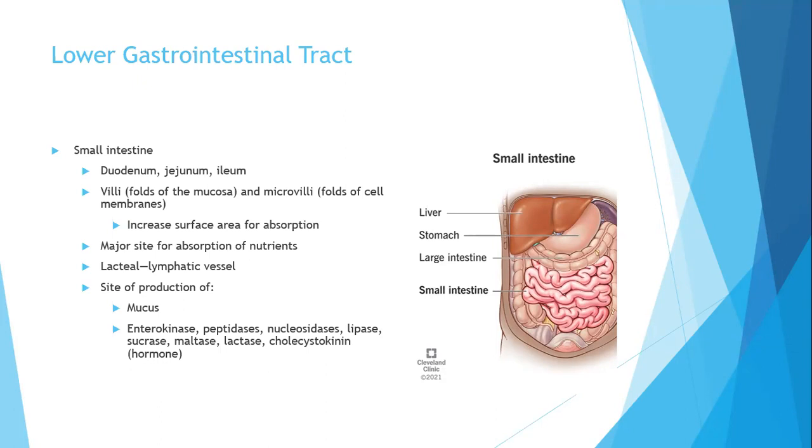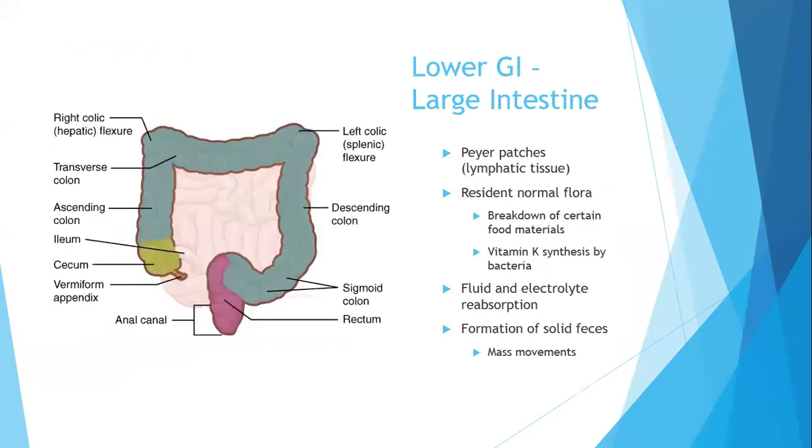So when people have issues like Crohn's disease, which is an autoimmune disease that affects the small intestine, it affects your digestion and they get poor absorption of nutrients.